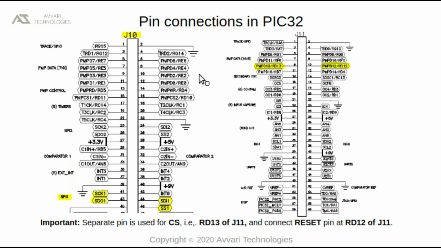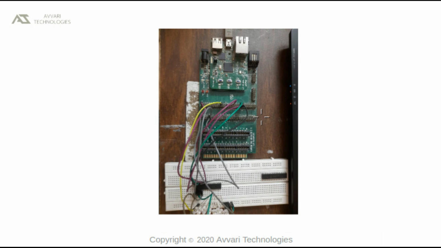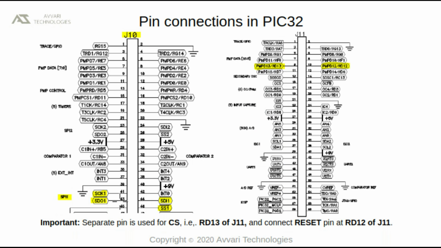Now let us look at the pin connections. Here J10 and J11 are the pins present in the IO expander that we have connected to the PIC32 master. Here we can see this is J11 and this is J10. In J10 we will connect clock at 41 and data out, that is the MISO pin, to 40 at 43, and data in, MOSI, at pin 44.